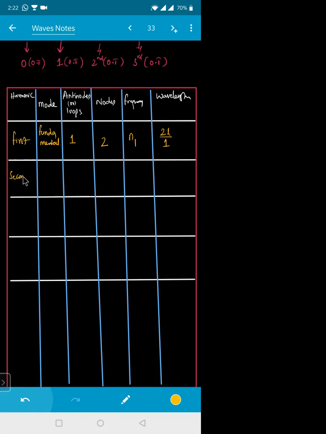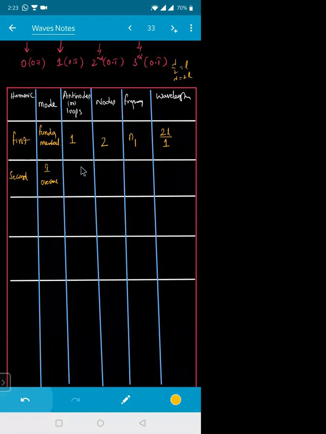Second one. Lambda by 2 is equal to L, so lambda is equal to 2L, so 2L divided by 1. Okay? Second harmonic means what? First overtone, or second harmonic.